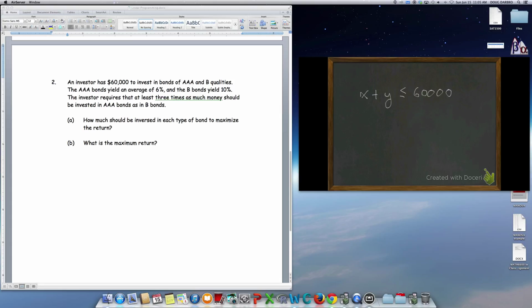So it's pretty clear again. A person has $60,000 to invest. Now, the most confusing part of this is this constraint right here. The investor requires that at least 3 times the money should be invested in X as in Y. And let me show you what is so tempting. Let's see, 3 times as much money in X as in Y. Hold on just a second.